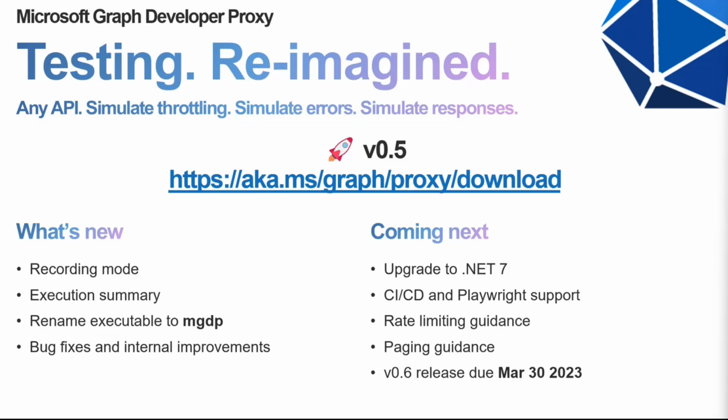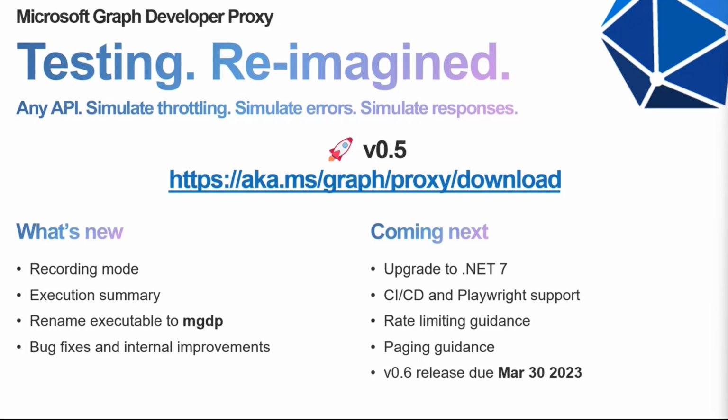So 0.5 is out. You can get the latest version at aka.ms/graph/proxy/download for the latest release. And what is in the new release? We have a recording mode, so you can record all the activity that runs through the proxy and provide an execution summary on that as well, so you can see which requests failed, which were successful. We've made a slight adjustment to the name of the executable, so now you don't have to put the full name in. You can just put 4 characters, MGDP, in there and launch the proxy, as well as various other bug fixes and internal improvements.